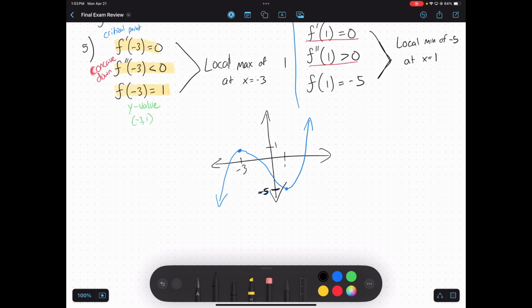So that's what my function looks like. Any questions about this one? Okay. Awesome.